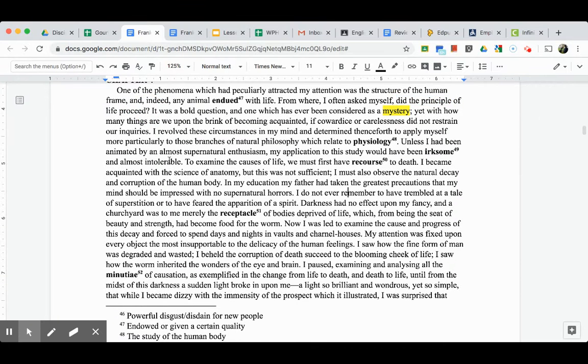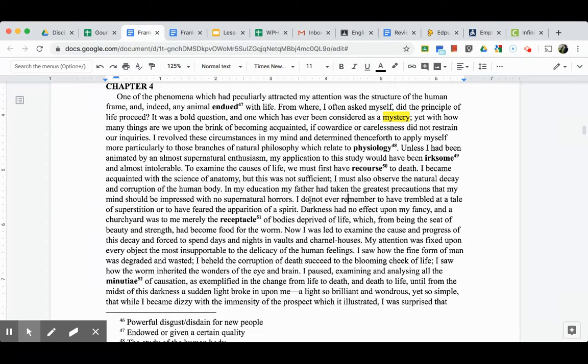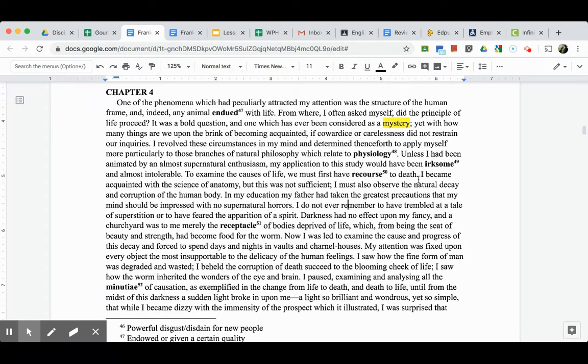Okay. "Unless I had been animated by an utmost supernatural enthusiasm, my application to the study would have been irksome and almost intolerable," or annoying. "To examine the causes of life, we must first have recourse to death." We must have an understanding of death. So to understand life, we have to understand death. "I became acquainted with the science of anatomy, but this was not sufficient. I must also observe the natural decay and corruption of the human body."